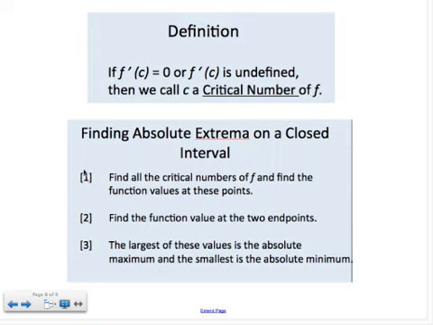So this method creates a way to find a list of numbers to test, and those are the only ones we need to test. There's no other place that maxima and minima can occur. They have to occur at either places where the derivative is 0, or where the derivative is undefined, or at an endpoint.